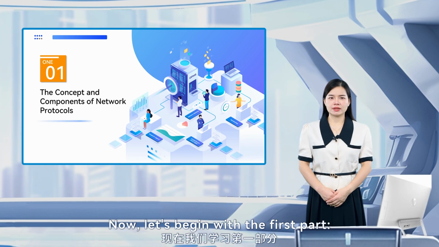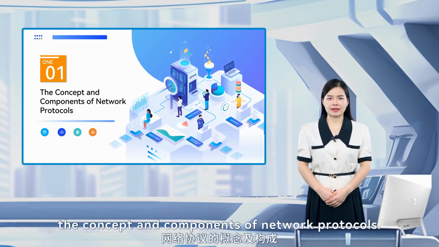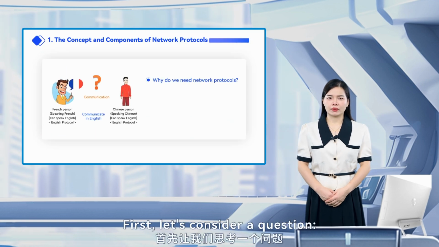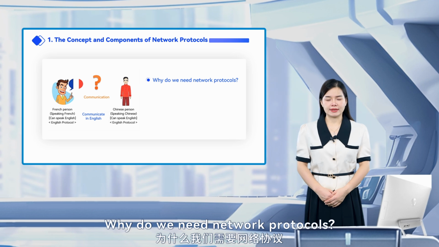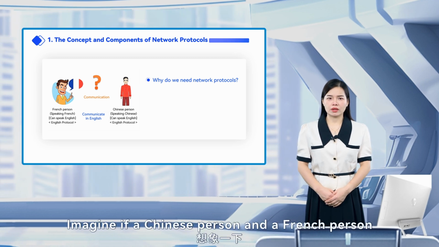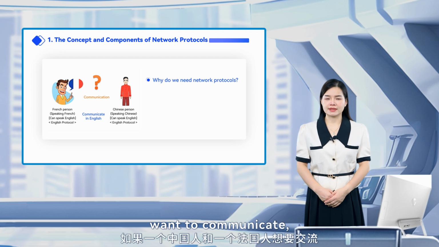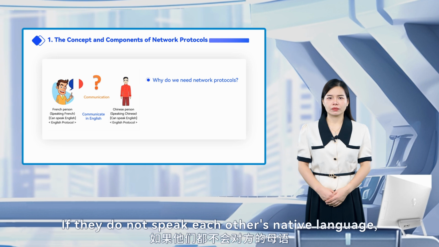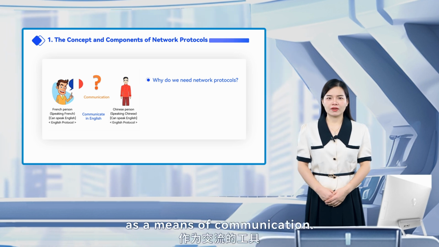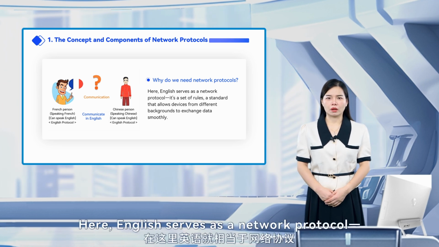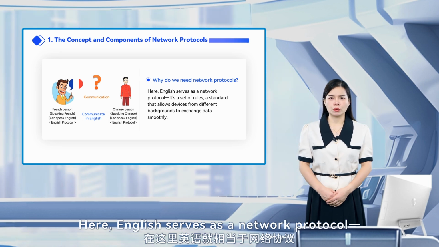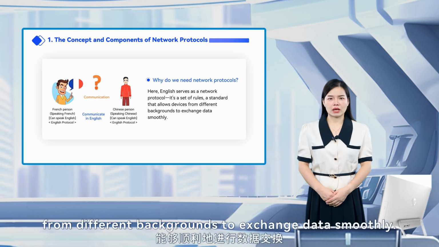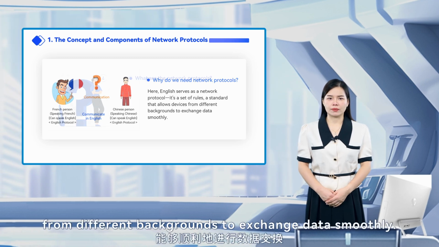Now, let's begin with the first part, the concept and components of network protocols. First, let's consider a question: why do we need network protocols? Imagine if a Chinese person and a French person want to communicate, they need a common language. If they do not speak each other's native language, they might choose English as a means of communication. Here, English serves as a network protocol. It's a set of rules, a standard that allows devices from different backgrounds to exchange data smoothly.